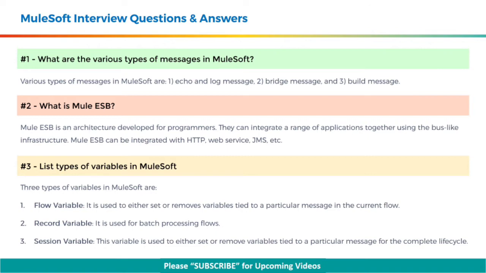Next, list types of variables in MuleSoft. Three types of variables in MuleSoft are, first is flow variable. It is used to either set or remove variables tied to a particular message in the current flow. Second is record variable. It is used for batch processing flows. And the third one is session variable. This variable is used to either set or remove variables tied to a particular message for the complete lifecycle.